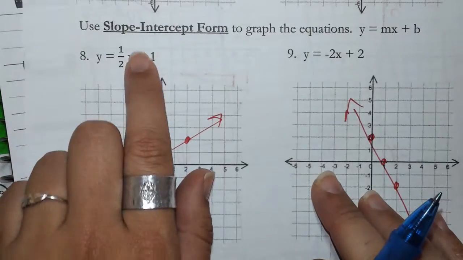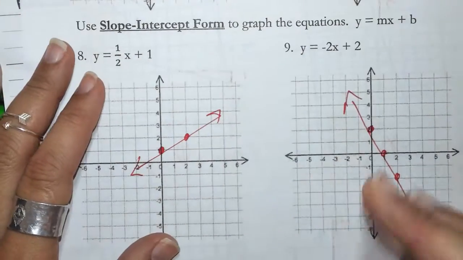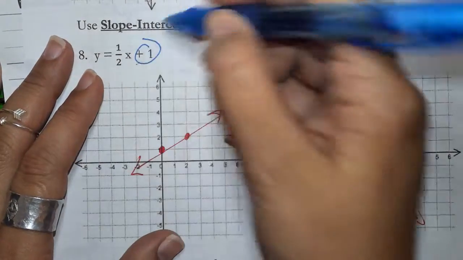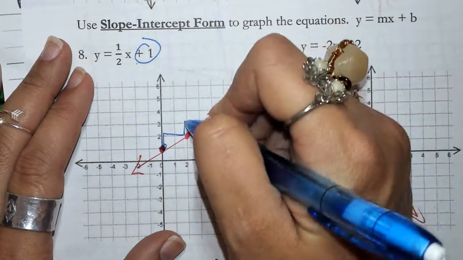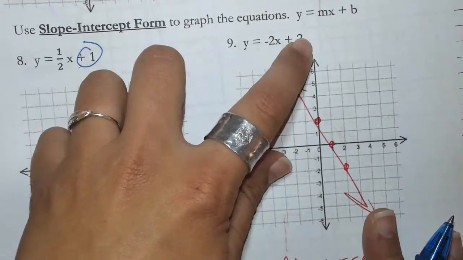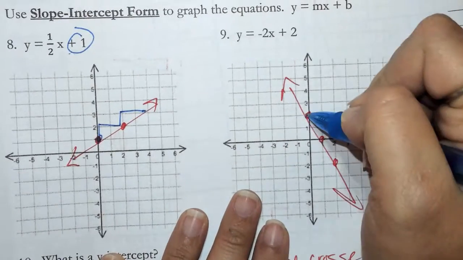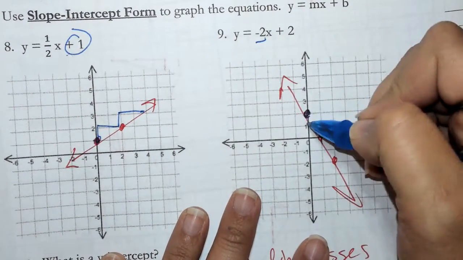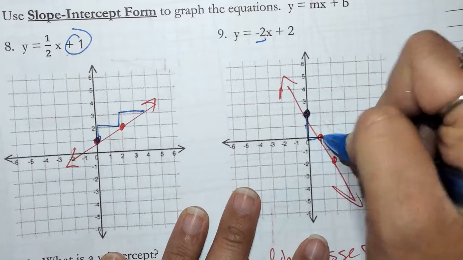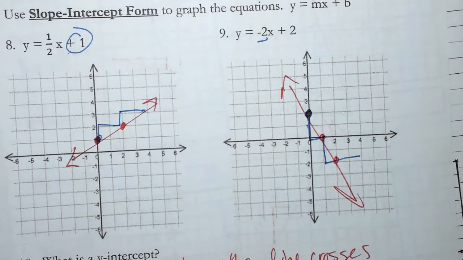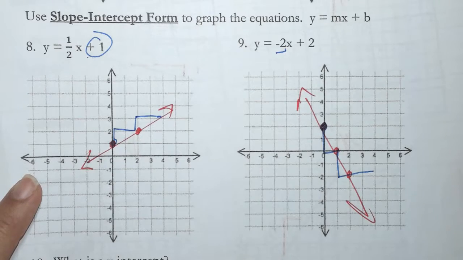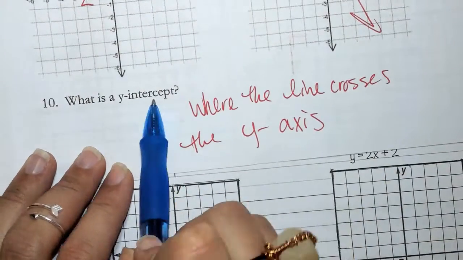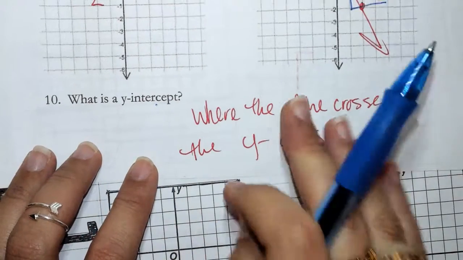Number 8. It says graph in slope-intercept form. So I start with plus 1. And then I go up 1, right 2, up 1, right 2. Over here, I start at positive 2. My slope is negative. I go down 2, right 1, down 2, right 1. And then it says, what is a y-intercept? That's where the line crosses the y-axis.